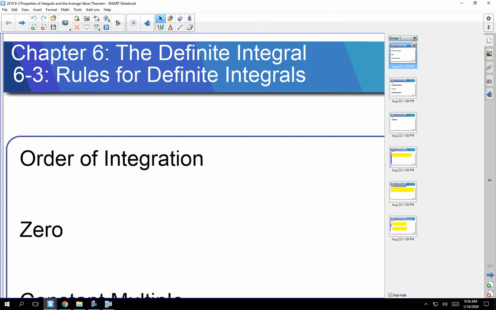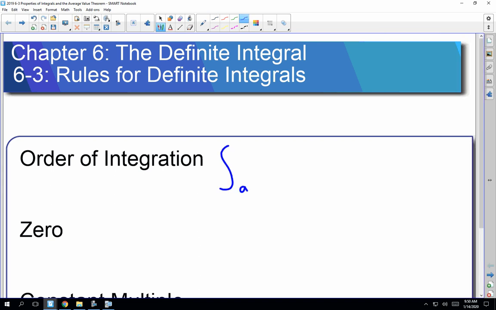We'll go through these properties, starting with the order of integration. It says that the integral from a to b of f of x dx is equal to... We talked about this a little bit when we first introduced this in 6.1. If I go from, say, 0 to 1, and I switch it to go backwards, from 1 to 0 instead, what does that do to the sign of the value of the integral?